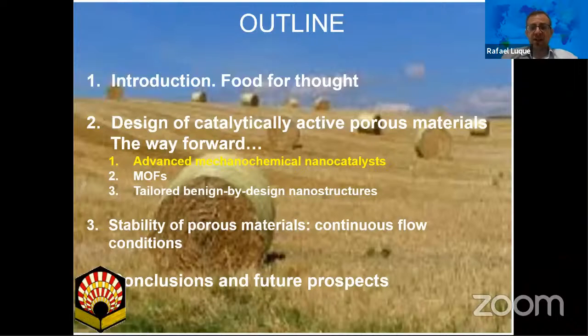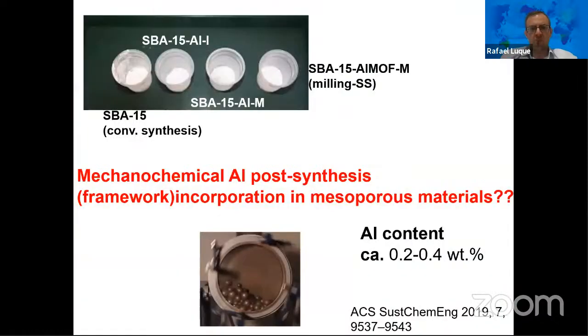The stability of porous materials is a very relevant topic that deserves special attention and helps us to benchmark the activity and especially the stability of these systems against industrial catalysts. Under continuous flow conditions, we have proved some successful cases and some not so successful cases. So today I bring one of each so that you can see the differences and how this can help to design the catalyst of the future, finishing with some conclusions and some future prospects.